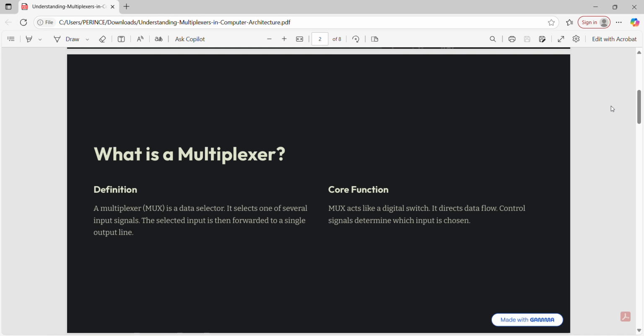So, what is a multiplier? A multiplier is a data selector. It selects one of several input signals. The selected input is then forwarded to a single output line. So the core function is that it acts like a data switch. It directs data flow; control signals determine which input is chosen.